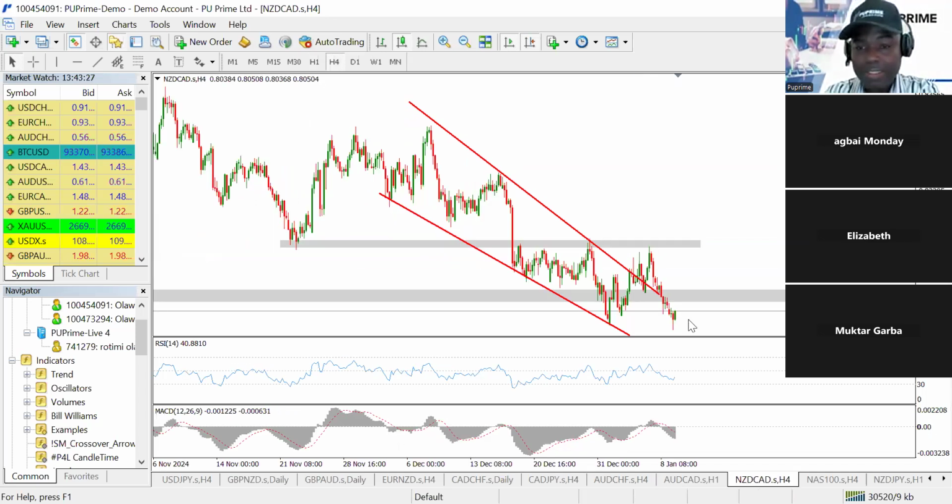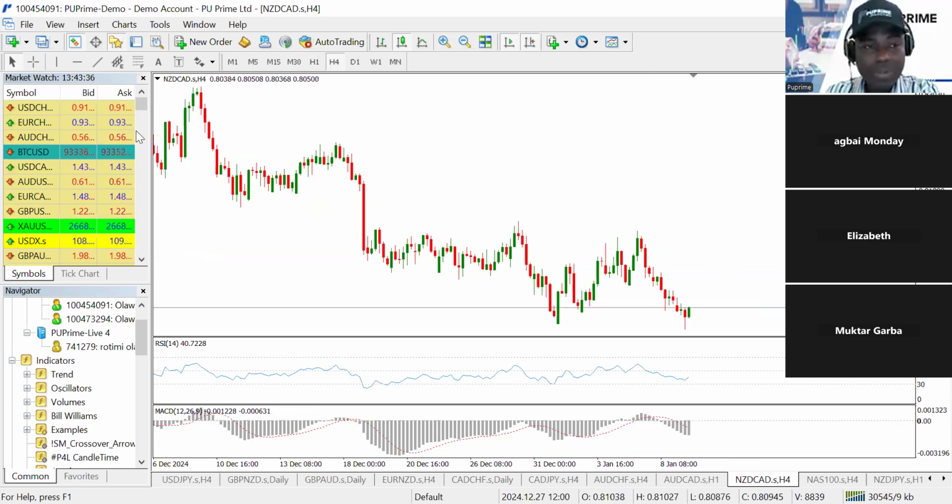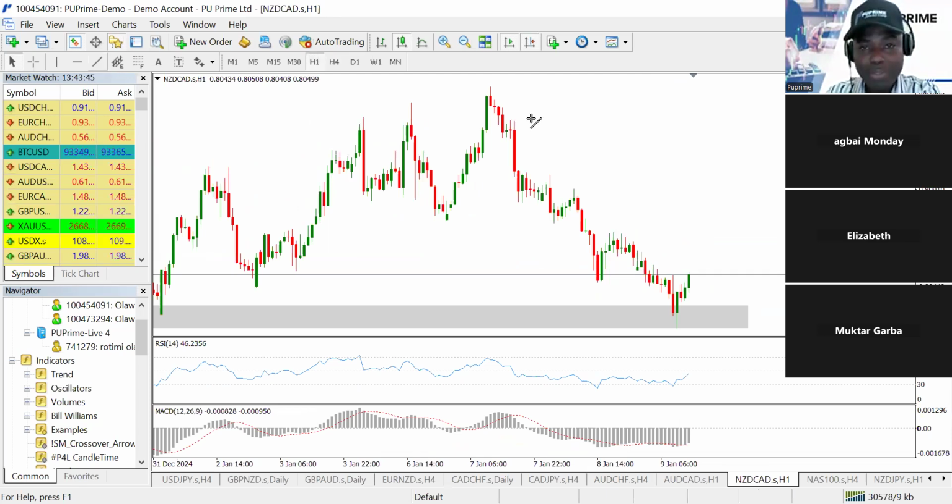And the NZD CAD is the same thing, same trading style as what we're having on the AUD CAD. But I think you just take one out of the two, whichever one catches your fancy between the AUD CAD and the NZD CAD. Don't trade both of them so that we can practice proper risk management. That's very important.